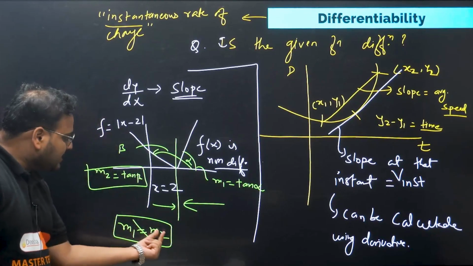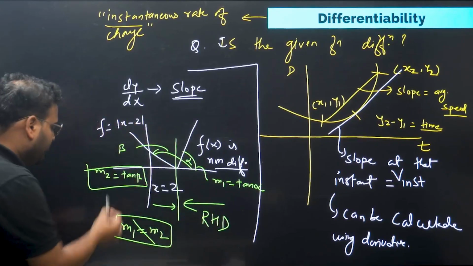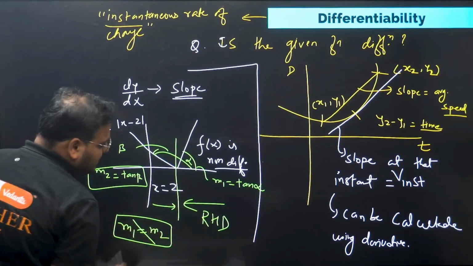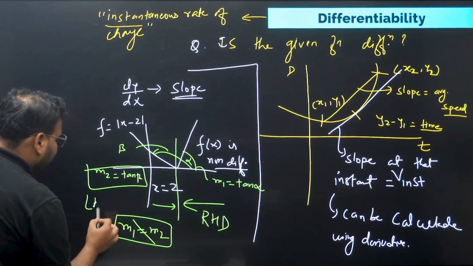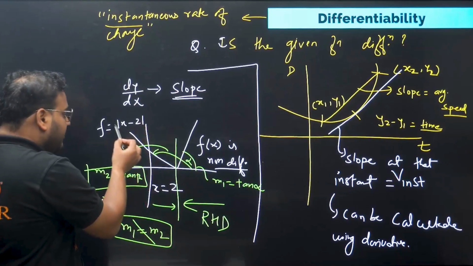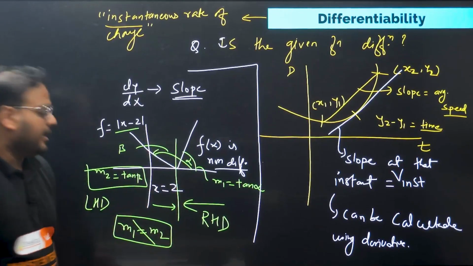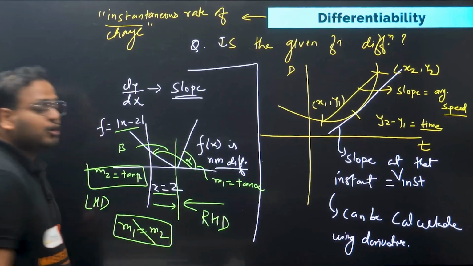So this m1 is called the right hand derivative, and this m2 is called the left hand derivative. They are not equal. Hence we can say the given function at the point x equals 2 is non-differentiable.